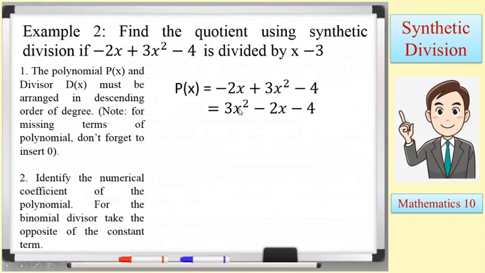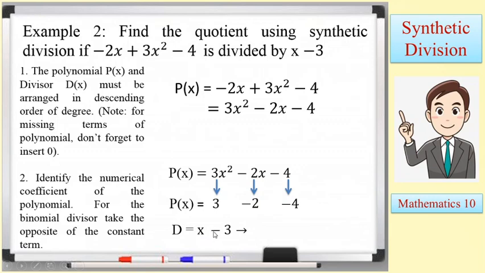So, naka-arrange na siya 2, 1, and 0. Since wala naman tayong missing term kasi ang ating degree ay naka-arrange na descending order to imaginary 1 and 0. So, hindi tayo maglalagay ng or mag-i-insert ng 0 doon sa missing term kasi wala tayong missing term. Okay, next, proceed tayo sa step number 2. Identify the numerical coefficient. Okay, so we have 3, negative 2, and negative 4. Okay, so ayan yung ating numerical coefficient. And for the divisor is get the additive inverse of negative 3, and that is positive 3.